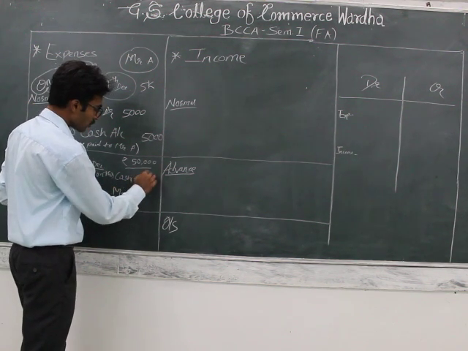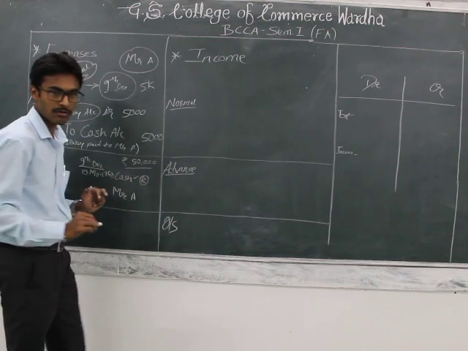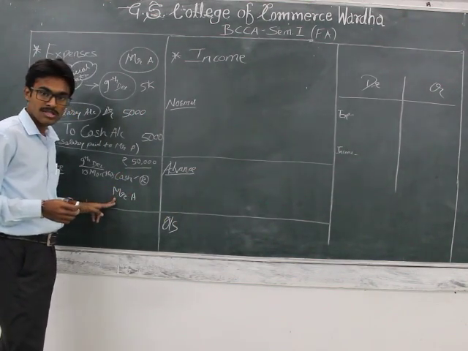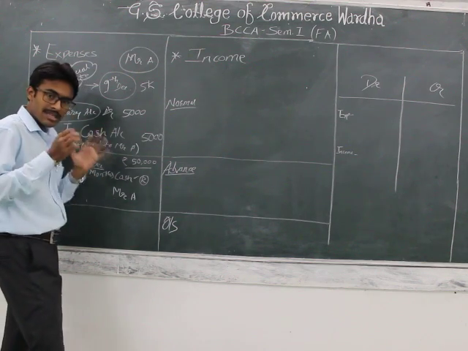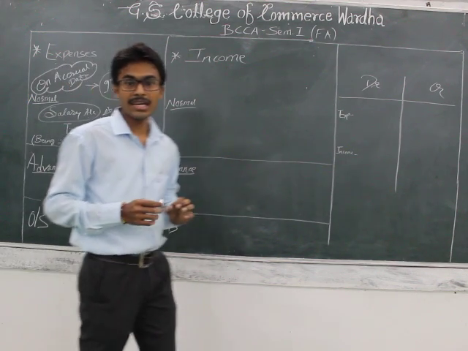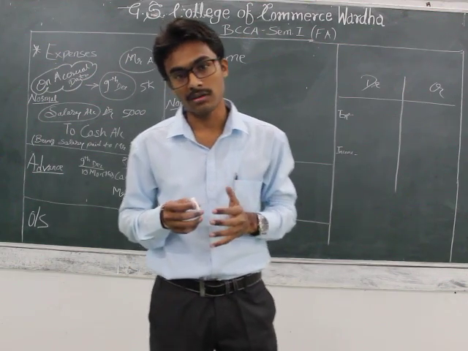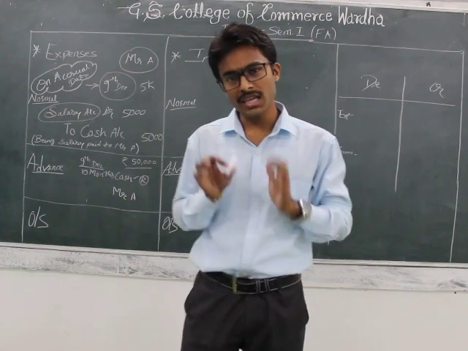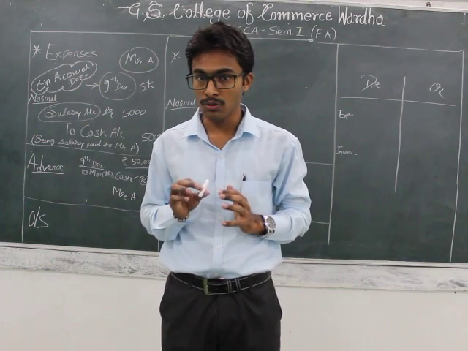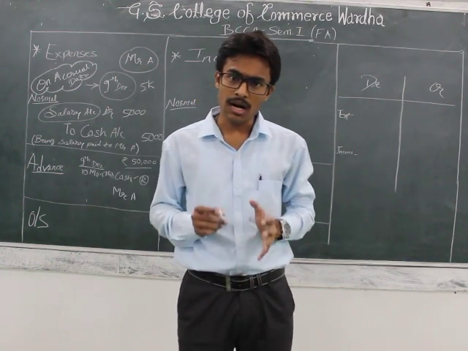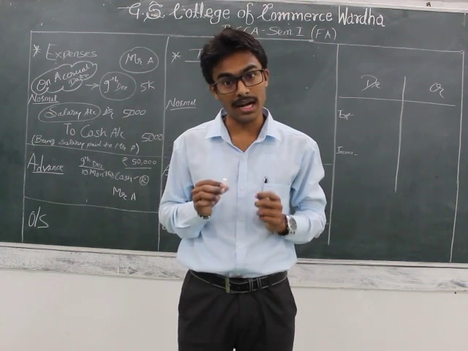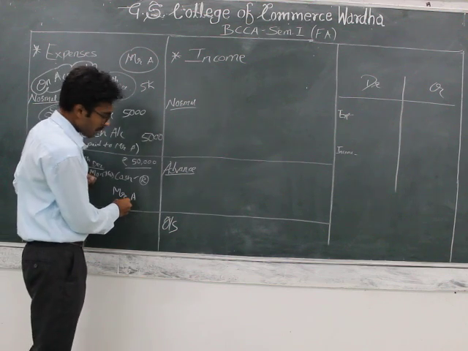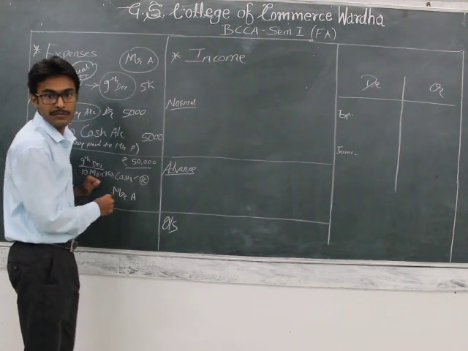Why? Because this one is going out, and the real account rule says debit what comes in, credit what goes out. So cash account will be credited. But what about Mr. A? In this case, is Mr. A a receiver or giver? We are applying personal account rules. Mr. A is a person. Personal account says debit the receiver, credit the giver. Please tell me, is Mr. A receiver or giver?